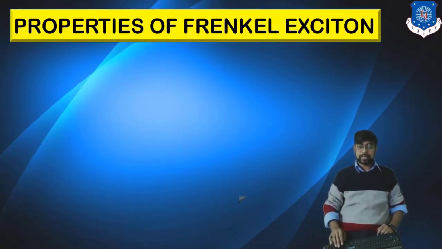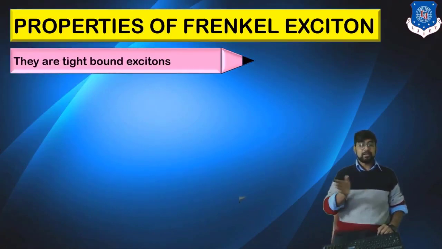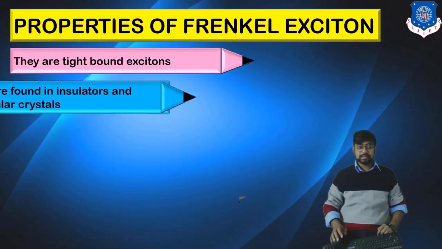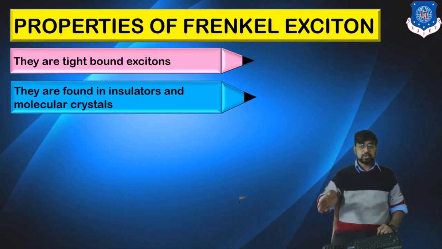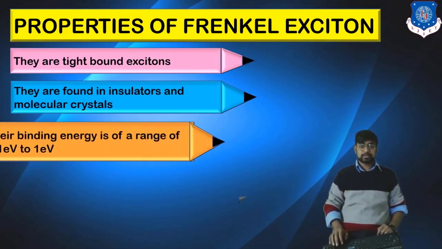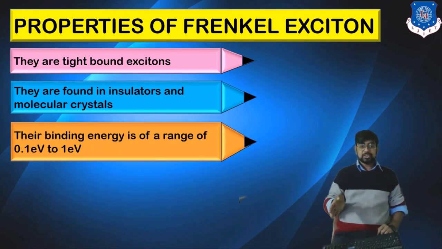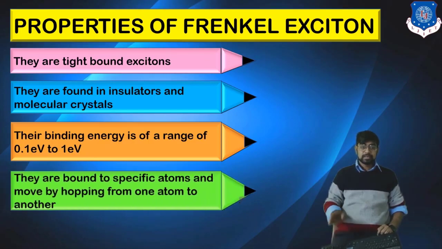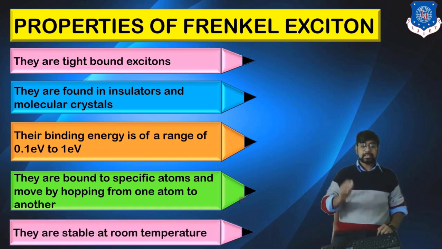Now, what are the properties of the Frenkel exciton? You can say that they are tightly bound excitons, meaning the distance will be very small. Secondly, they are found in insulators and molecular crystals. Their binding energy is in the range of 0.1 electron volt to 1 electron volt. Lastly, the bound pair hops from one atom to another. Okay, so these are hopping in nature, moving from one atom to another. And the last property is that they are stable at room temperature.